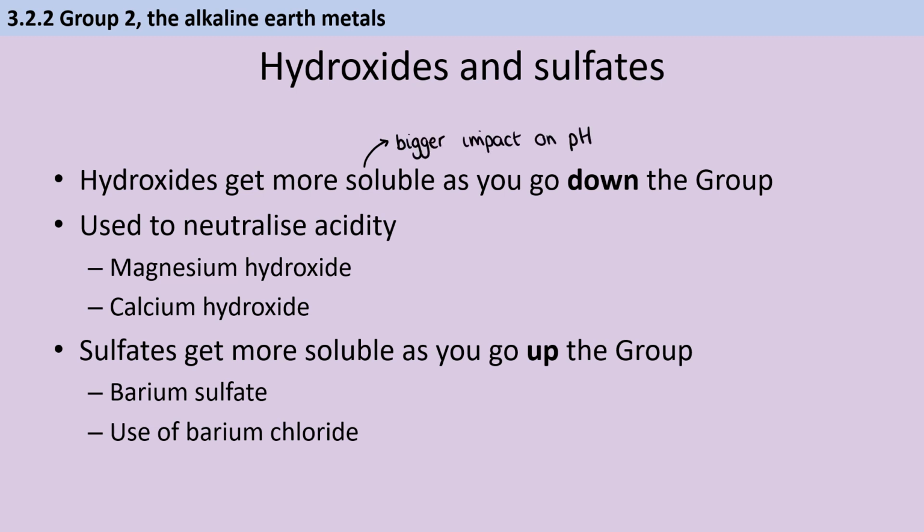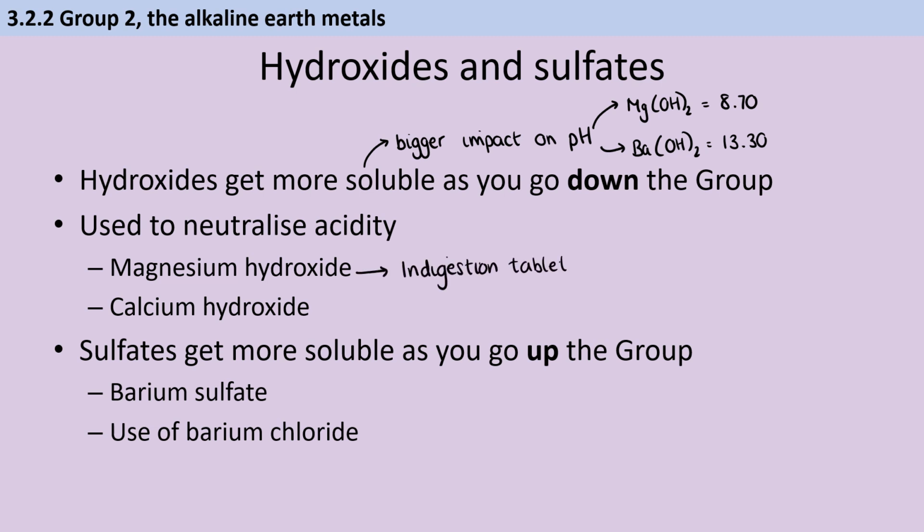As we've just mentioned, magnesium hydroxide is only sparingly soluble, so a solution of magnesium hydroxide might only have a pH of 8 or 9, compared to a solution of barium hydroxide, which could be as high as 13 or 14. In terms of their uses, magnesium hydroxide is put in indigestion tablets in order to neutralise excess stomach acid, and calcium hydroxide is used by farmers to neutralise acidic soils in the fields where they're growing crops.